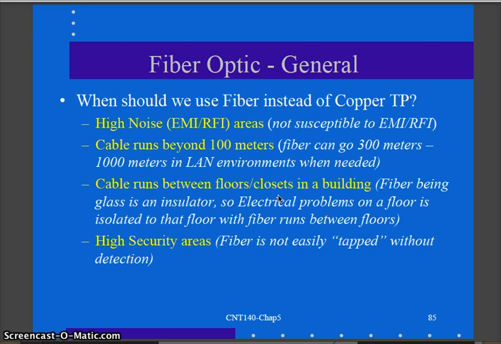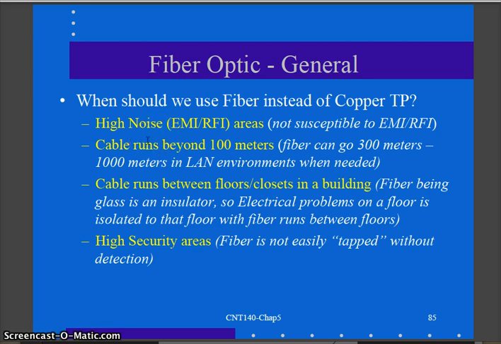So when do I need to use fiber instead of copper? That's kind of what it boils down to. I like to approach it this way. A lot of times in today's budgets in networks and IT departments, you have to justify everything. So if you're going to put fiber in, there needs to be some kind of justifiable reason to do it. One of the reasons is if it's going through a high noise EMI RFI area, twisted pair is susceptible to it. Fiber optic is not.